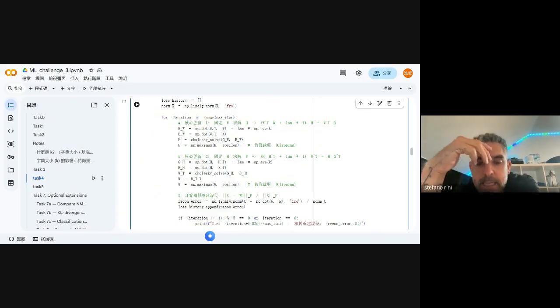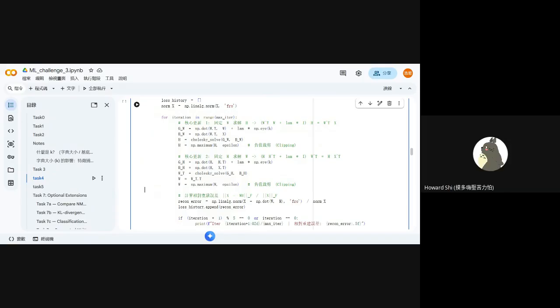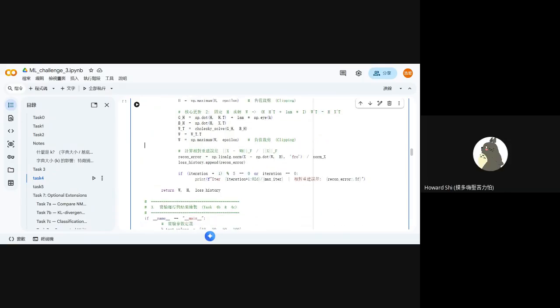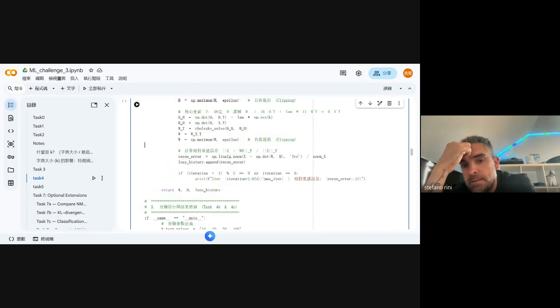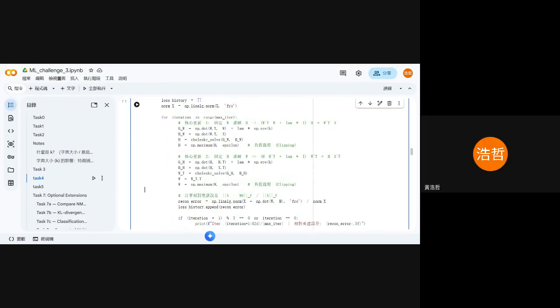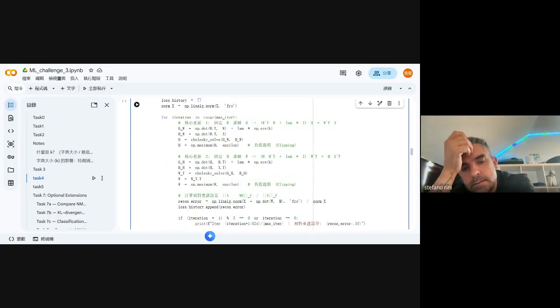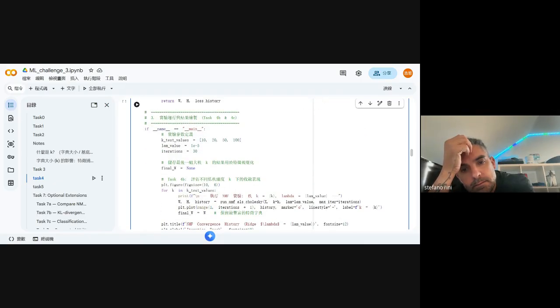So your data matrix is the X matrix, right? Yeah, the X matrix is there. Yeah, that's it. The rest is okay.